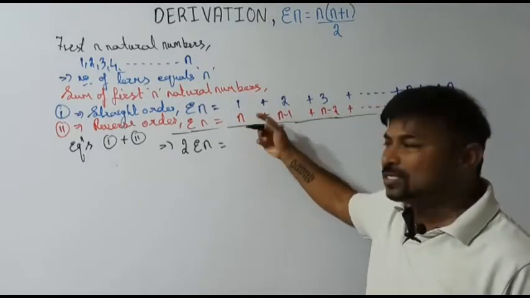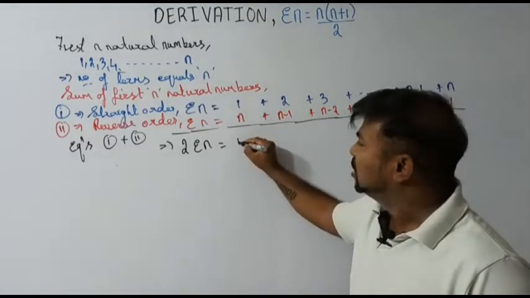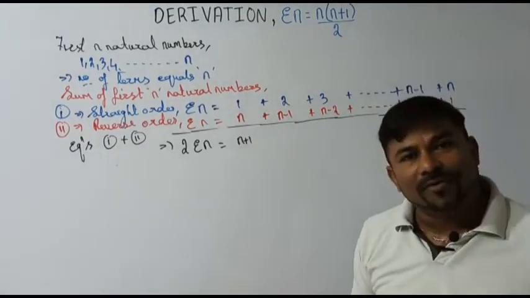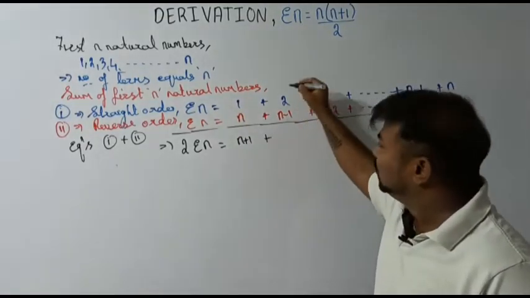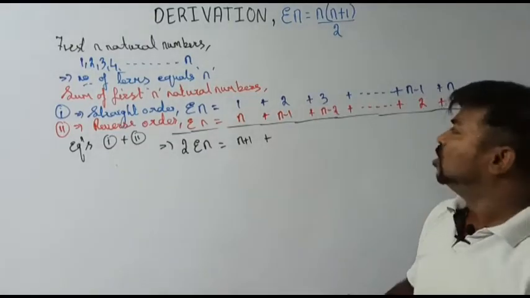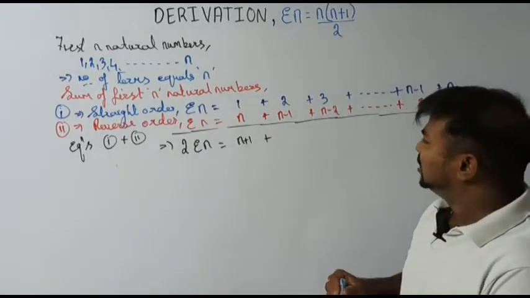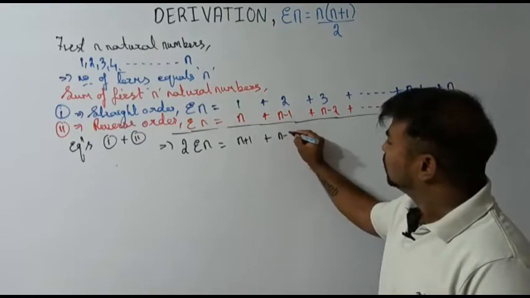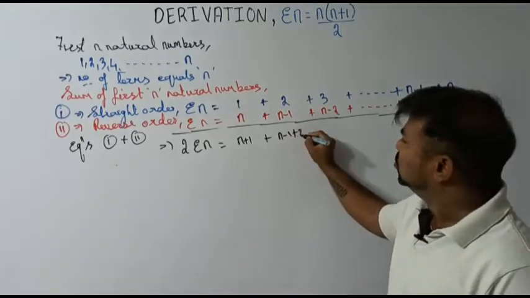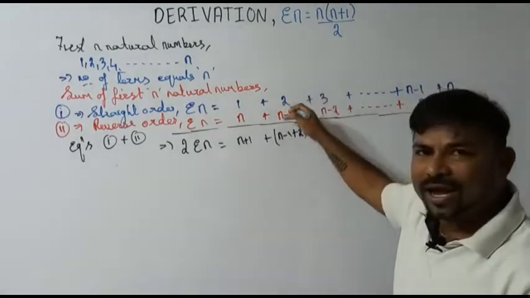Now if you add up this one, what are we getting? n plus 1. It's nothing but n plus 1. We have added it here. But here, if you check it out, what are we getting? It's nothing but n minus 1 is this term and plus 2 is the other term here. I have added these two.